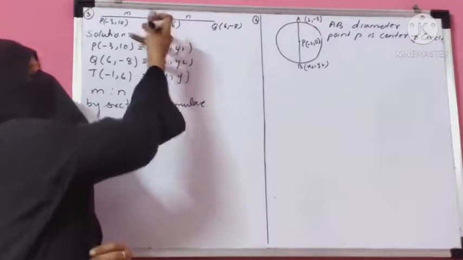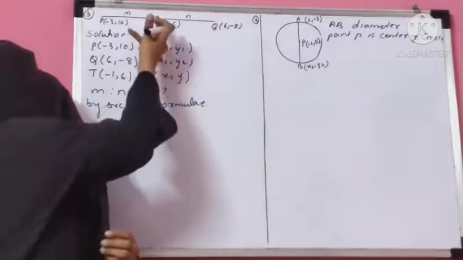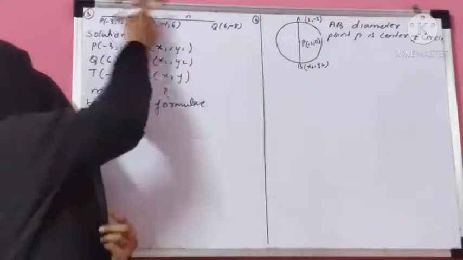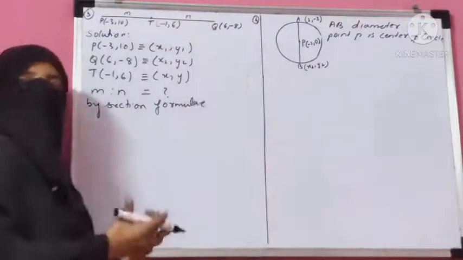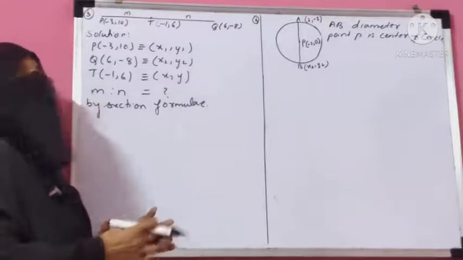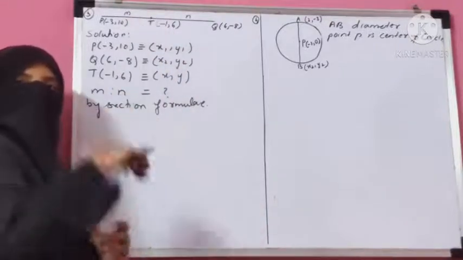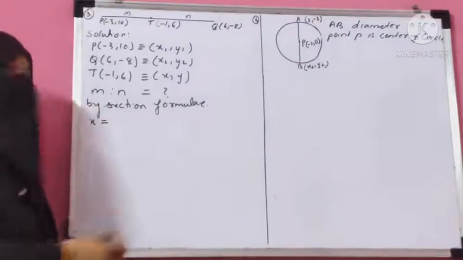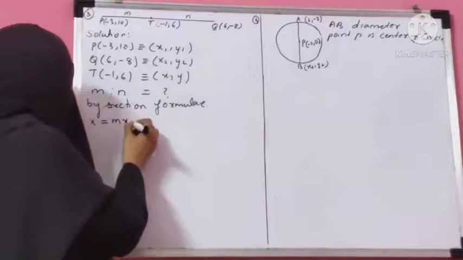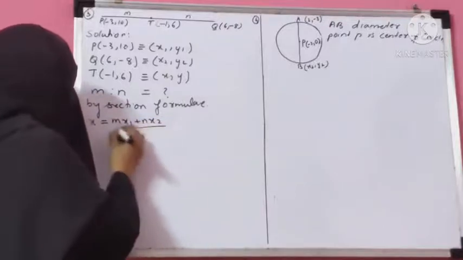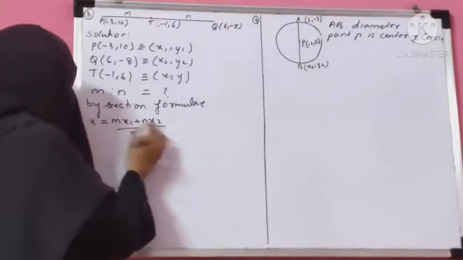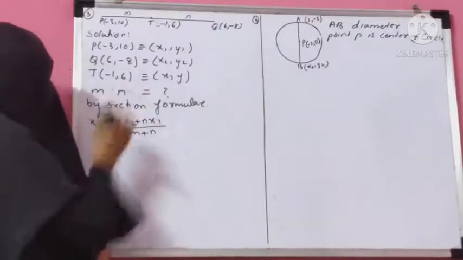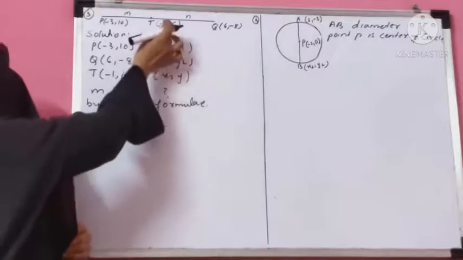Here we don't have to find the coordinate of this section point because the coordinate is given. Here we just have to find the ratio. So there is no need to use the combined formula of coordinates of point T. So use the separate formula, the x coordinate. By the section formula, the x coordinate is (mx2 plus nx1) divided by (m plus n). This is the x coordinate. Now substitute the values.